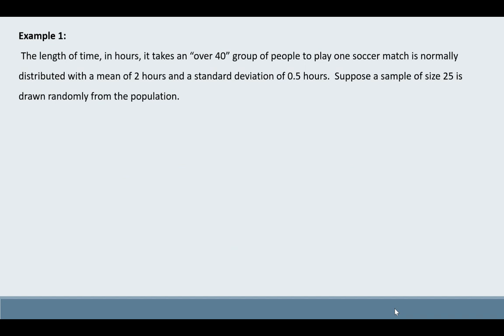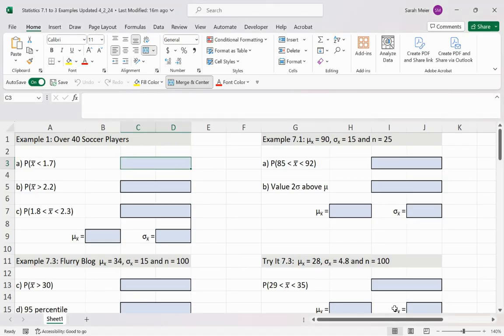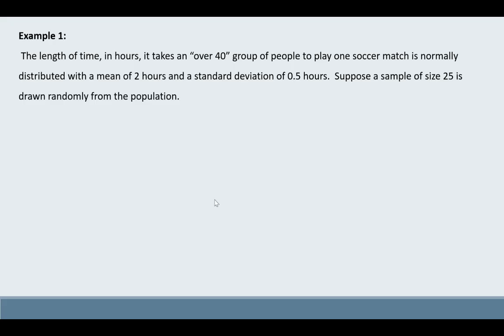Suppose a sample of size 25 is drawn randomly from the population. So if you have the Excel sheet open that we have in Canvas, you'll see here that our example 1 is our over 40 soccer players. Whenever we're doing these CLT problems, these central limit problems, the first thing we want to do is write down our new mean and standard deviation. So what is mu sub x bar and sigma sub x bar?